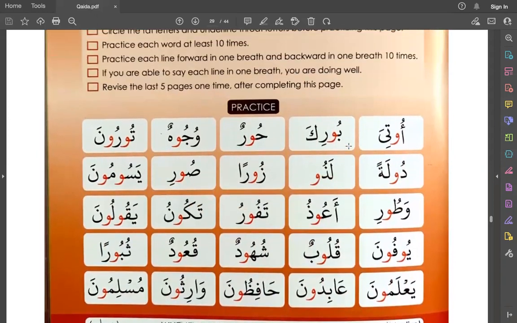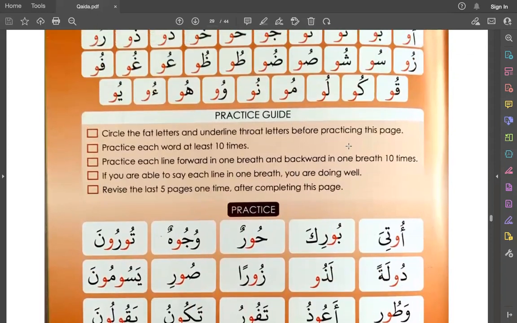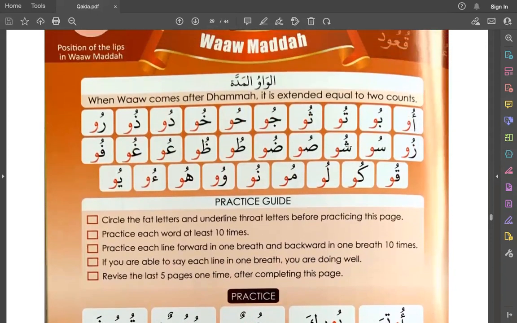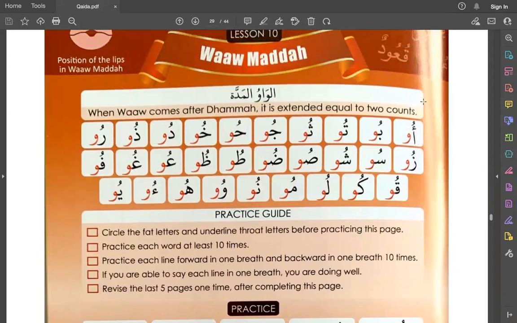Today we are learning page number 34 of Qaida, and it is related to the long vowel. We already learned that there are basically three naturally long vowels in the Quran, and those are Alif Sakina followed by Fatha, Waw Sakina followed by Dhamma, and Ya Sakina followed by Kasra. These are the basic long vowels in the Quran.